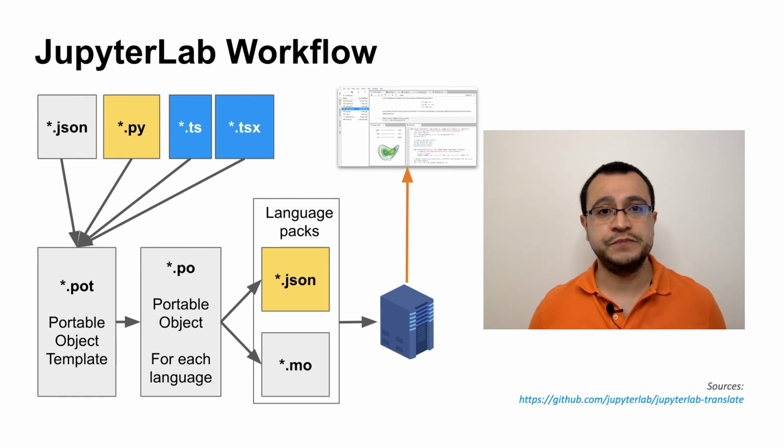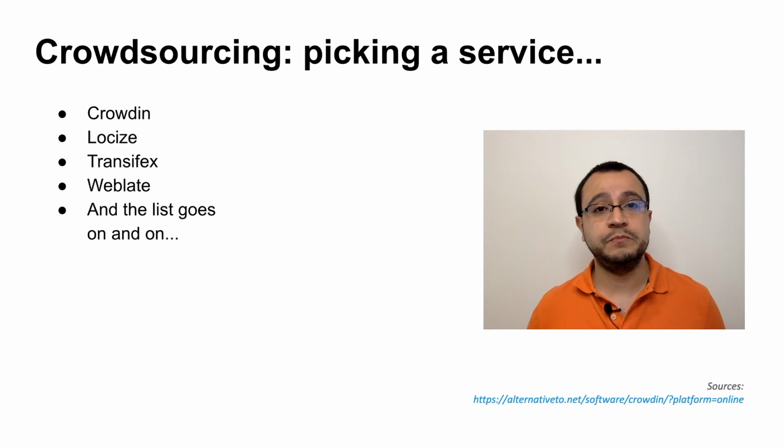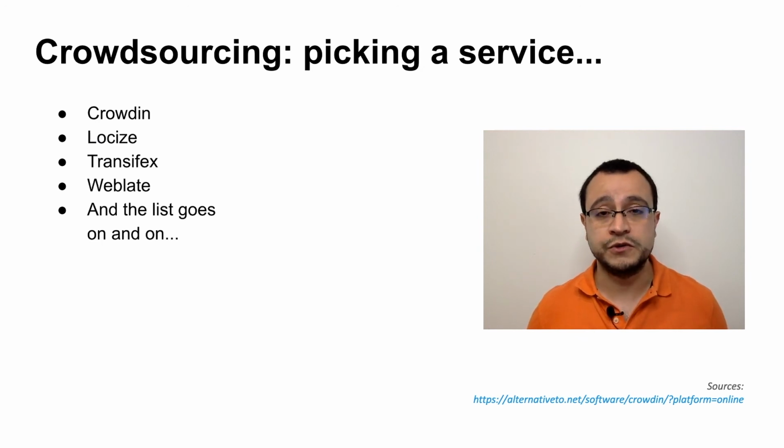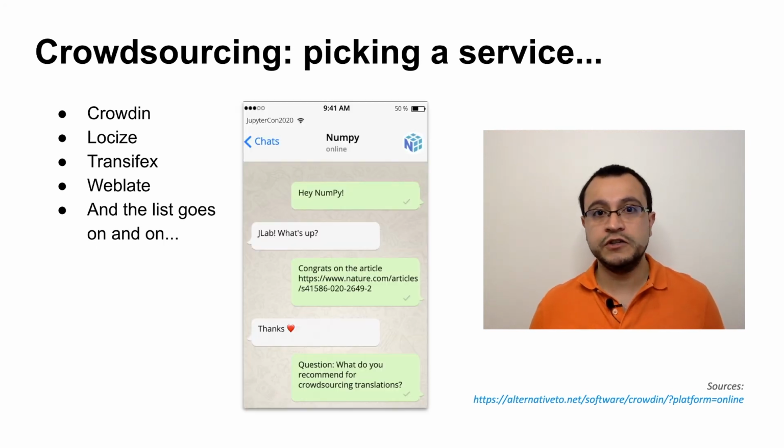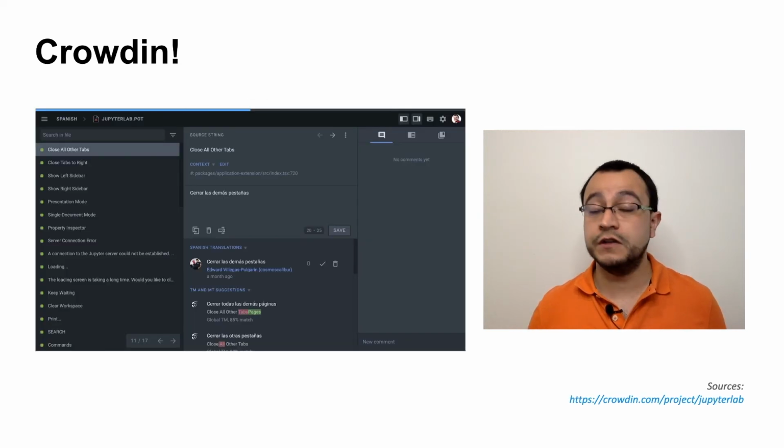So we actually needed at some point to define the service we wanted to use for crowdsourcing. There were many options, and we asked the NumPy project what their experience was with this, and they made a suggestion. They said, we use Crowdin. We tested our options, and we actually like Crowdin a lot. It provides a great and simple interface, excellent support for Gettext, and a great integration with GitHub.